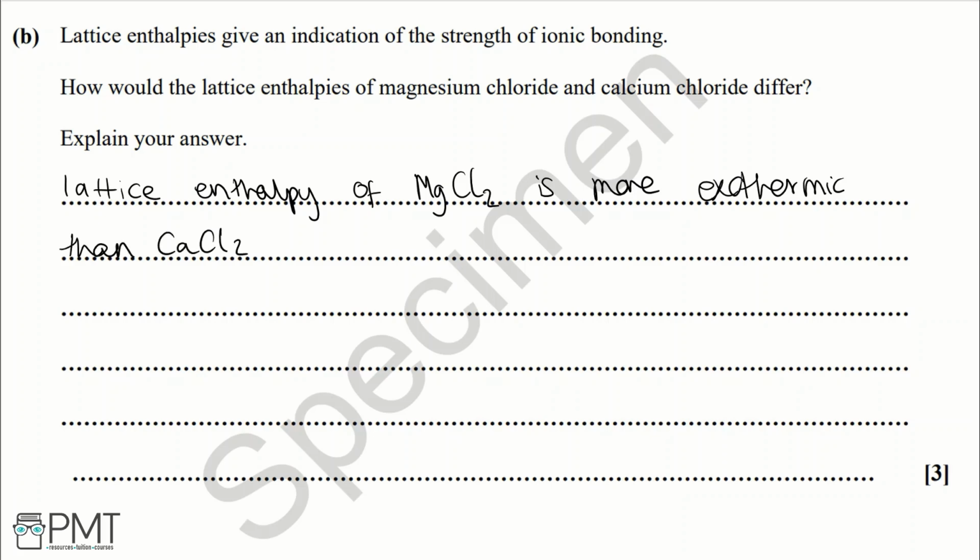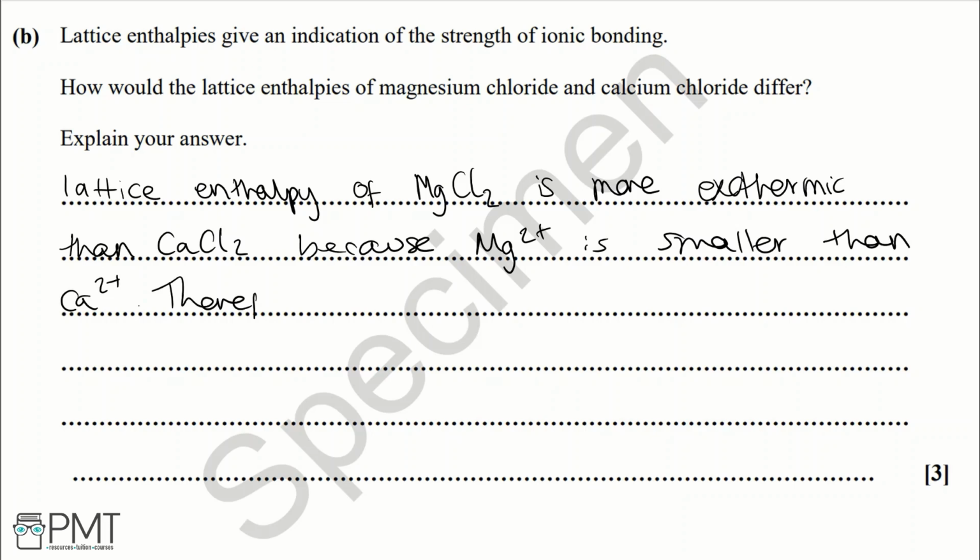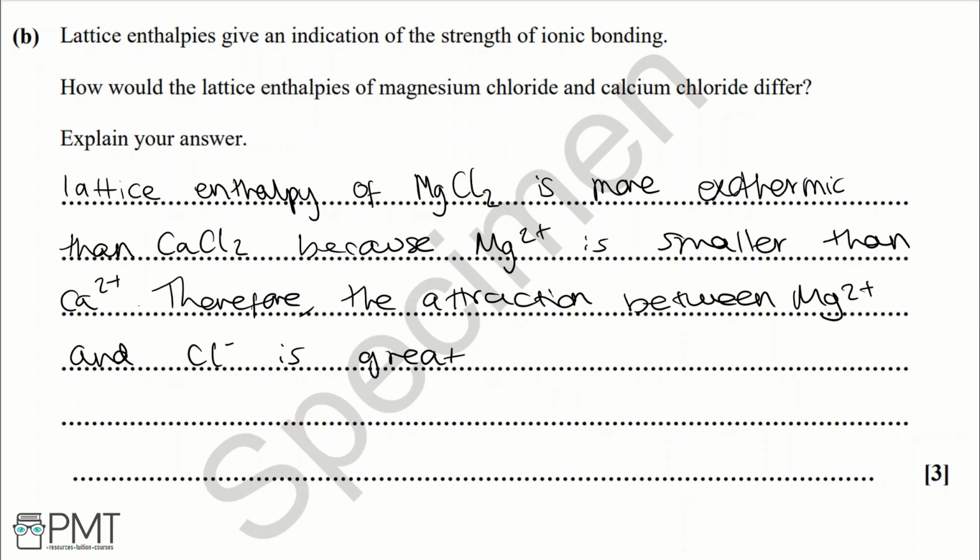And then your second mark is because the magnesium 2+ ion is smaller than calcium 2+, and so for your third mark, the attraction between magnesium 2+ and Cl- is greater. So the breakdown for marks is first stating that the magnesium chloride lattice enthalpy is more exothermic, your second mark from saying that the magnesium 2+ ion is smaller, and then your third mark is from saying that the attraction is greater between magnesium and chloride ions.